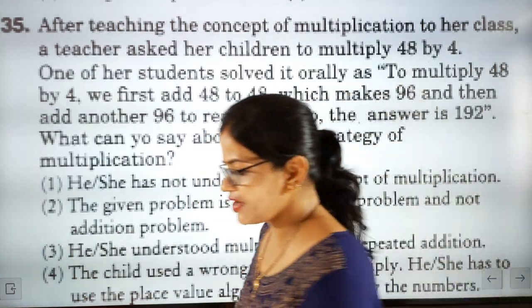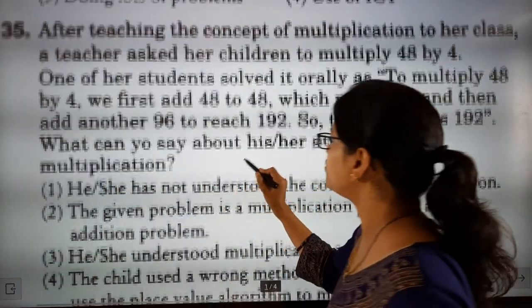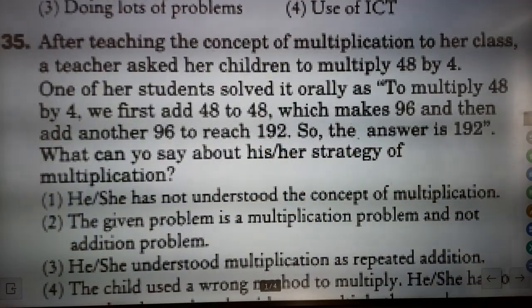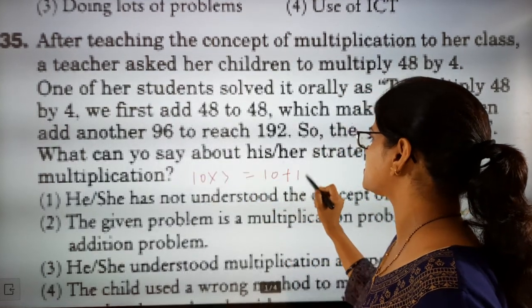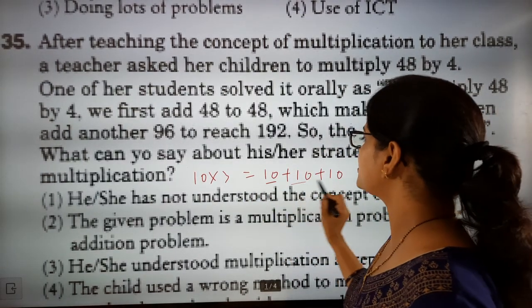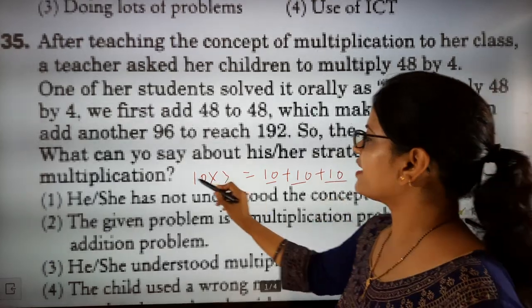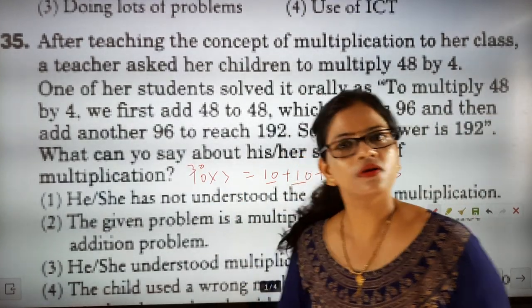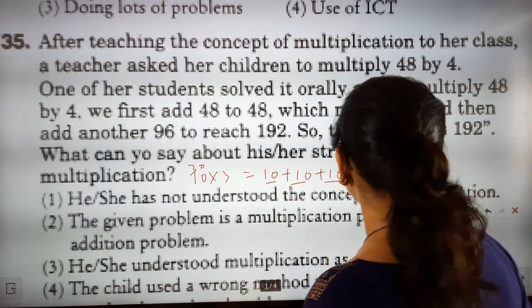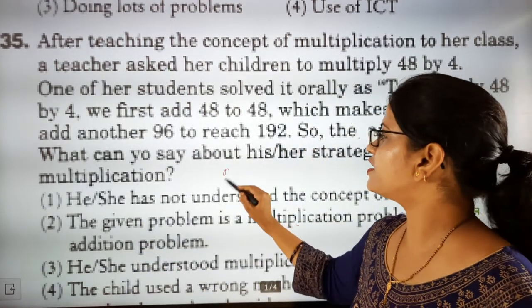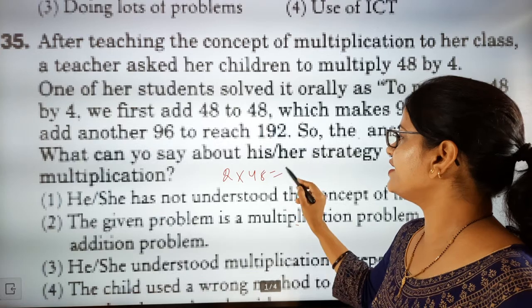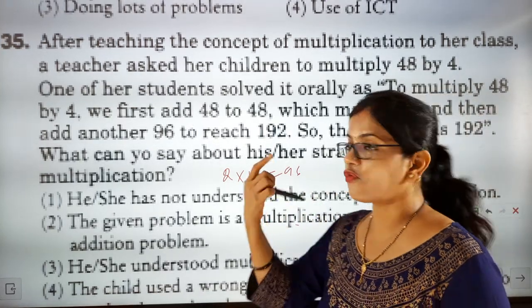Means if somebody tells you 10 into 3 is there, I can write 10 three times. So 10 plus 10 plus 10 will become 30, or directly we will write 3 into 10. Yes or no? So this is the strategy, and the child used the same strategy. First what did he do? 2 into 48 gave 96. So now 96 means 4 times is there.